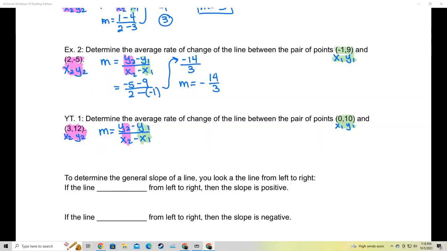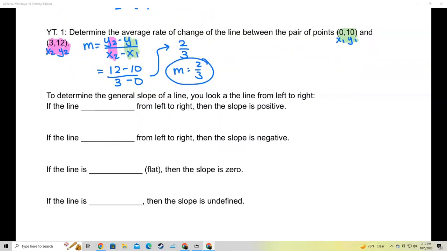Now we're just going to go ahead and substitute those values. So let's see. Y2 is 12 minus Y1 is 10 over X2 is 3 minus X1 is 0. Running out of space, so that's going to be a 2 over 3. I check to see if that simplifies, and it doesn't. So my slope is equal to 2/3. That's my answer right here.